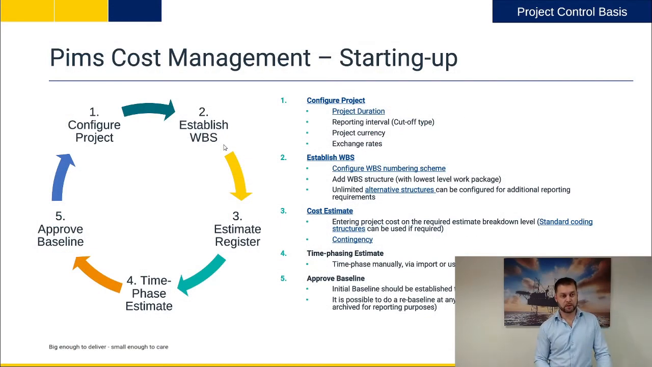So after we have done the time phasing of the estimate, we need to approve the baseline and basically activate the baseline. This is happening in Pims through the function called activate changes, and I will demonstrate how easy it is to approve a baseline now when we have all our estimate time phased. But before that, let me just double check again that my time phasing matches my estimate.